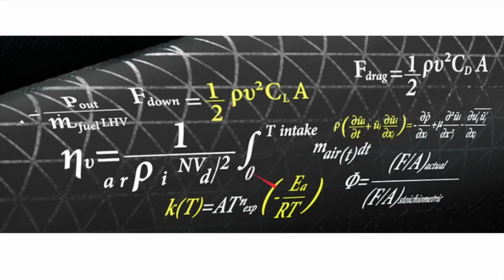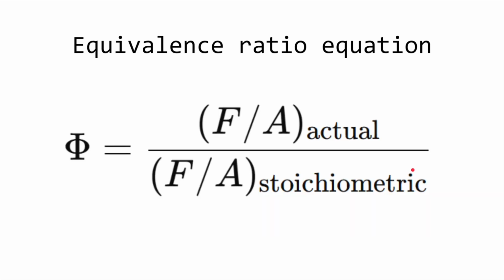Next, there is the equivalence ratio equation. Again, this would probably be used for the engine. It is a dimensionless parameter in combustion science that expresses the actual fuel to air ratio to the stoichiometric fuel to air ratio. If it is above 1, the real mixture has excess fuel compared to the theoretical ratio, and if it is below 1, the real mixture has excess air.